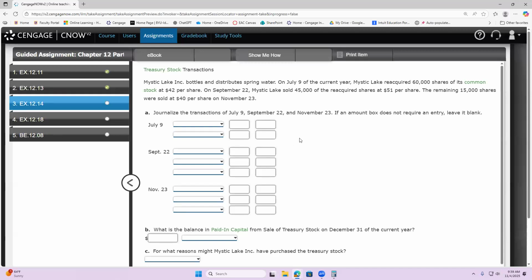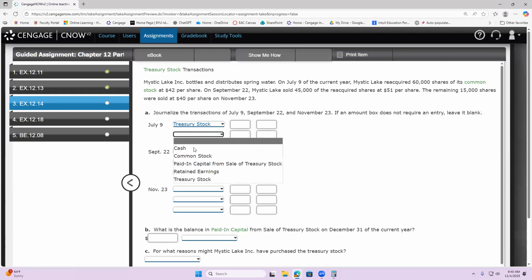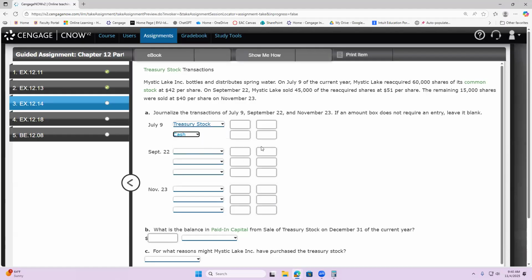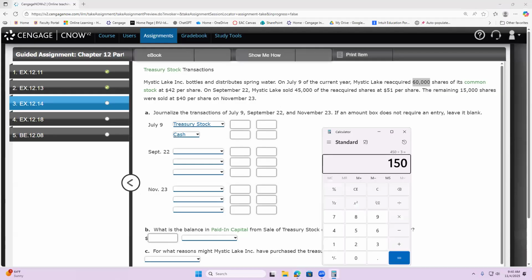Okay, so let's look first at what happens when they reacquire or purchase their shares. Anytime a company purchases their shares, we're going to debit treasury stock and credit cash because they're buying these shares of stock. And how much is it? Well, it was 60,000 shares times $42 per share, $2,520,000.